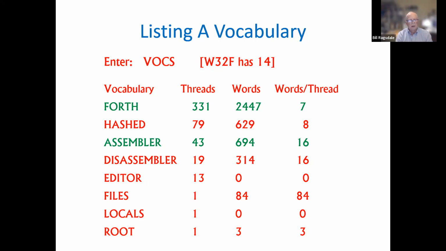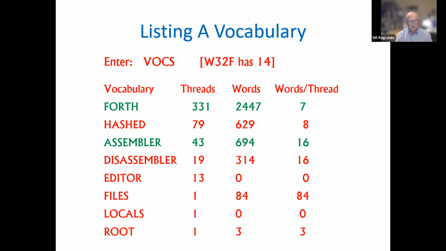We'll see the vocabulary I mentioned earlier called hashed. It has 79 threads. This way, there's only 8 words per thread, and it has about 600 words. The assembler vocabulary has only 43 threads. As a result, the words per thread, as we see, are 16. However, the assembler is very lightly used, and so the fact it searches a little bit slower is not particularly important.